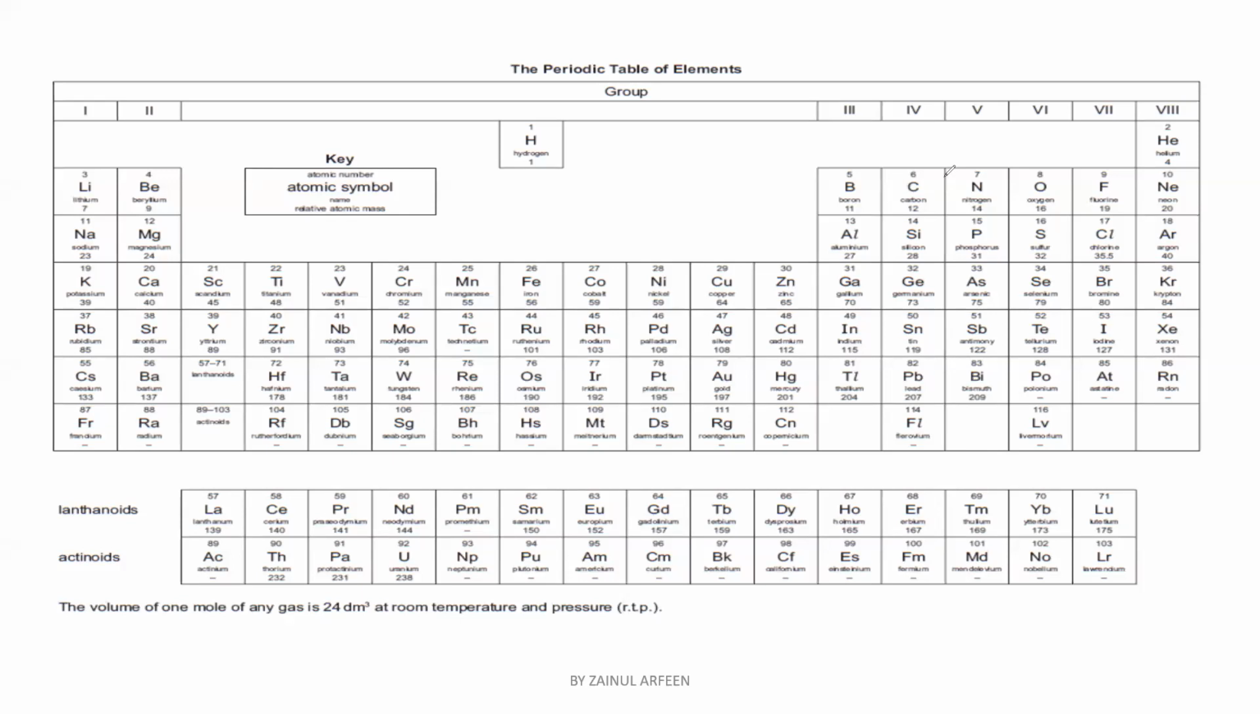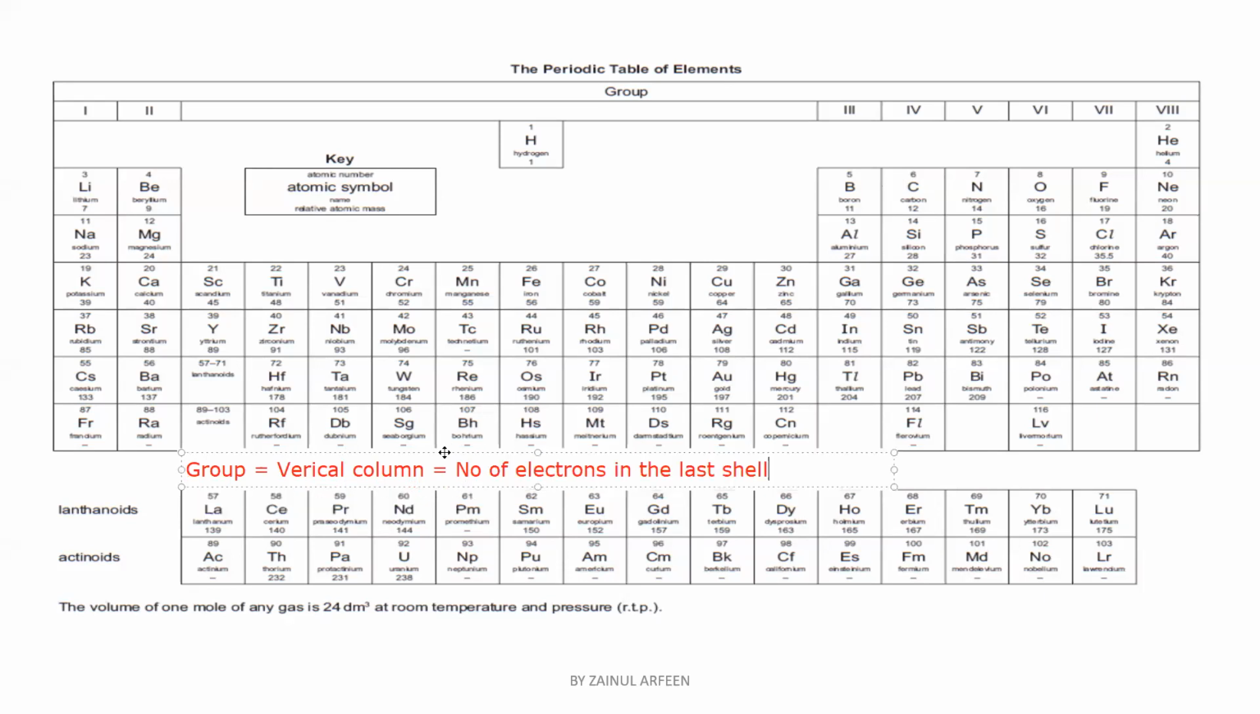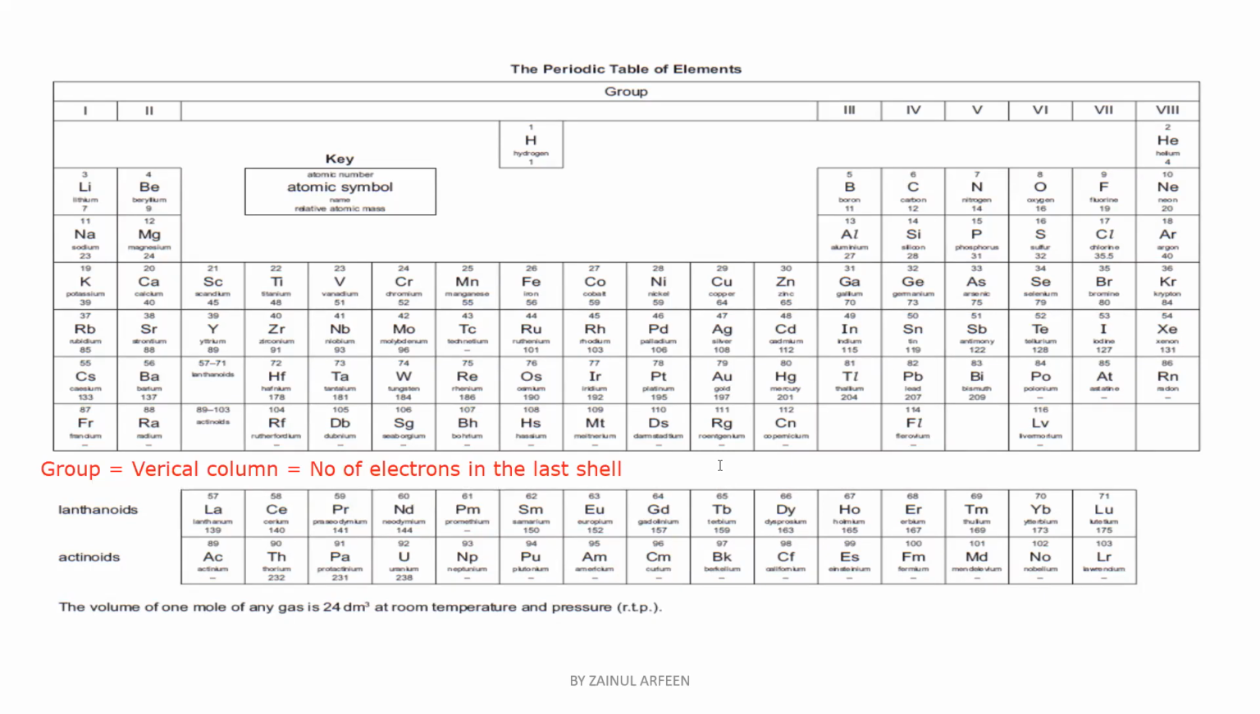So we are discussing the group and the period of a periodic table. A group is a vertical column, which represents the number of electrons in the last shell, and the period is representing the horizontal rows, or we can also say the total number of shells.